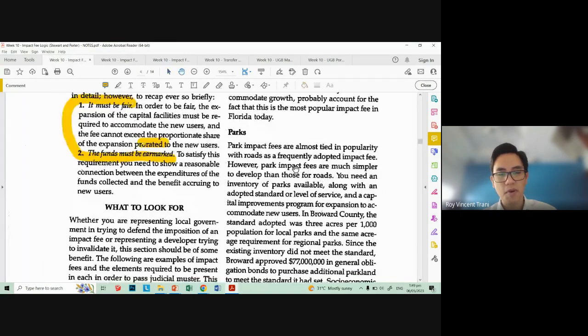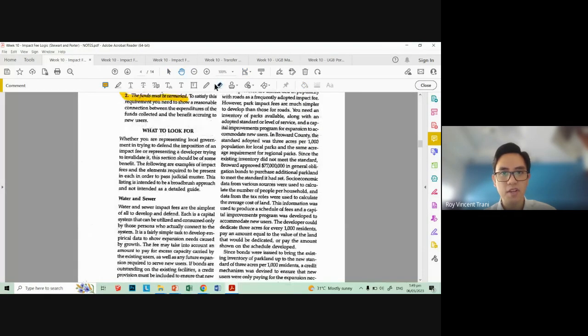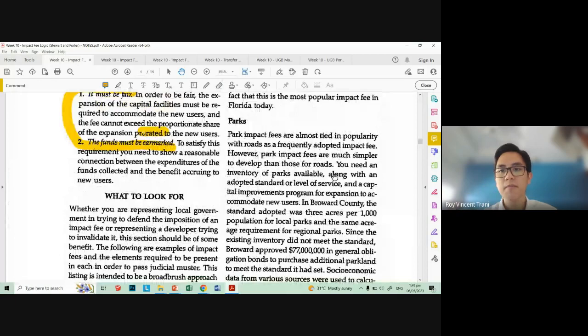it'll get a bit more complicated when we get to the next type. But anyway, going back to park impact fees. Park impact fees are almost tied in popularity with roads as frequently adopted impact fees. However, park impact fees are much simpler to develop than those for roads.